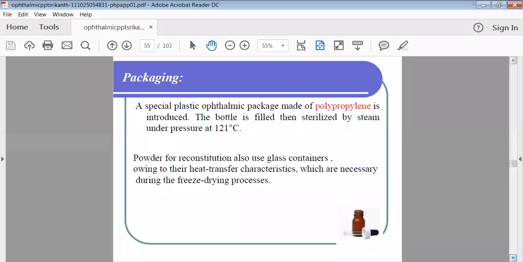Special kinds of ophthalmic packages are also available, like polypropylene. One derivative was introduced recently. They can be used. And another thing is that polypropylene has stability at higher temperatures. Suppose you have filled an eye drop into a polypropylene plastic container and you want to sterilize it at 121 degrees centigrade, then it will also be stable at the higher temperature. By this way, these plastic containers have the ability to stand higher temperatures.